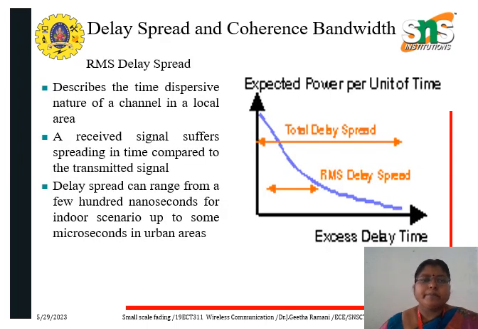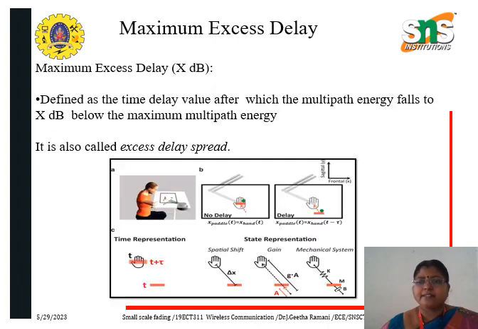And the next important parameters associated with this small scale parameter are the delay spread and coherence bandwidth. So RMS delay spread describes the time dispersive nature of the channel in a local area. How your channel is dispersed based on time. So a received signal suffers spreading in time compared to the transmitted signal. This delay spread can range from a few hundred nanoseconds for an indoor scenario up to some microseconds in the case of urban areas.